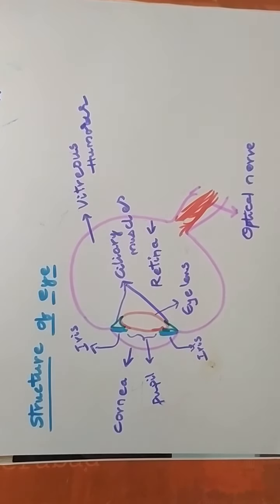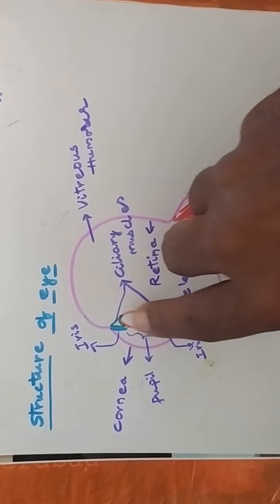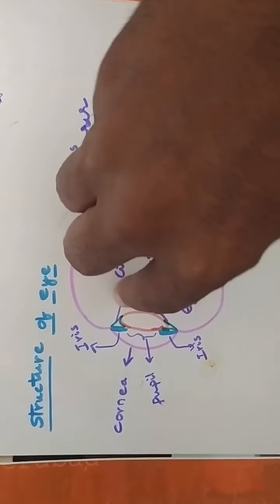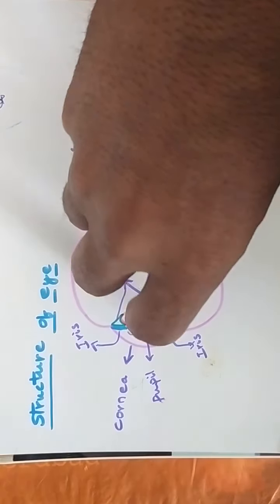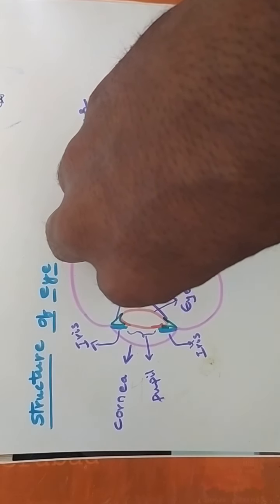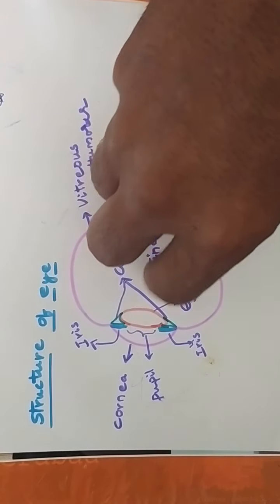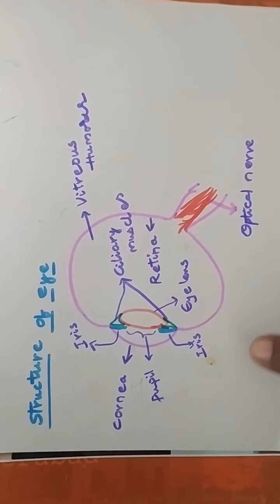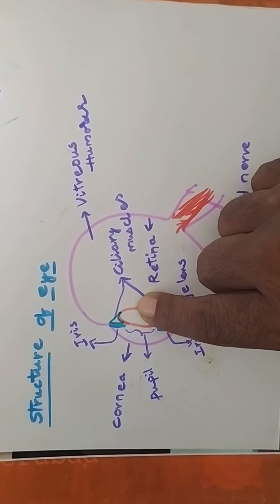Next, behind the cornea, what do we have? We have the iris, with a hole in the center. This hole, the gap we see here, is called the pupil. It is a small dark circle seen in the center of the eye. Light goes into the eye through this pupil. Whatever light is entering goes through the pupil only.